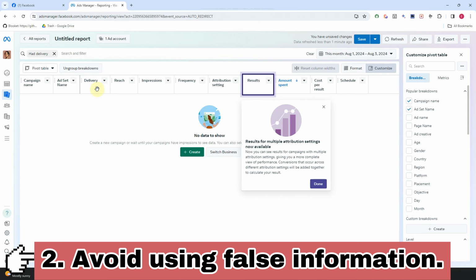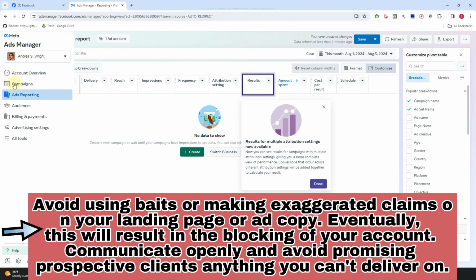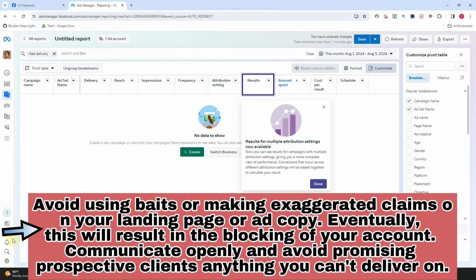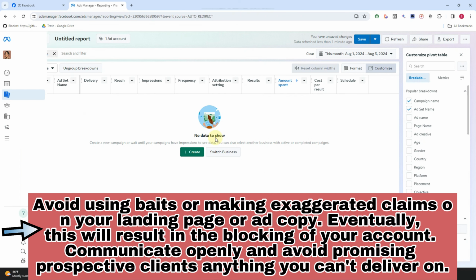Number three, avoid using false information. Avoid using baits or making exaggerated claims on your landing page or ad copy. Eventually, this will result in the blocking of your account. Communicate openly and avoid promising prospective clients anything you can't deliver on.